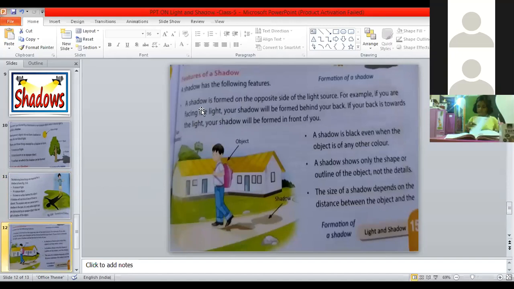A shadow is formed on the opposite side of the light source. Why is it forming on the opposite side? For example, here is a boy. Where is his shadow? Back of him. So where should the light source be, children?